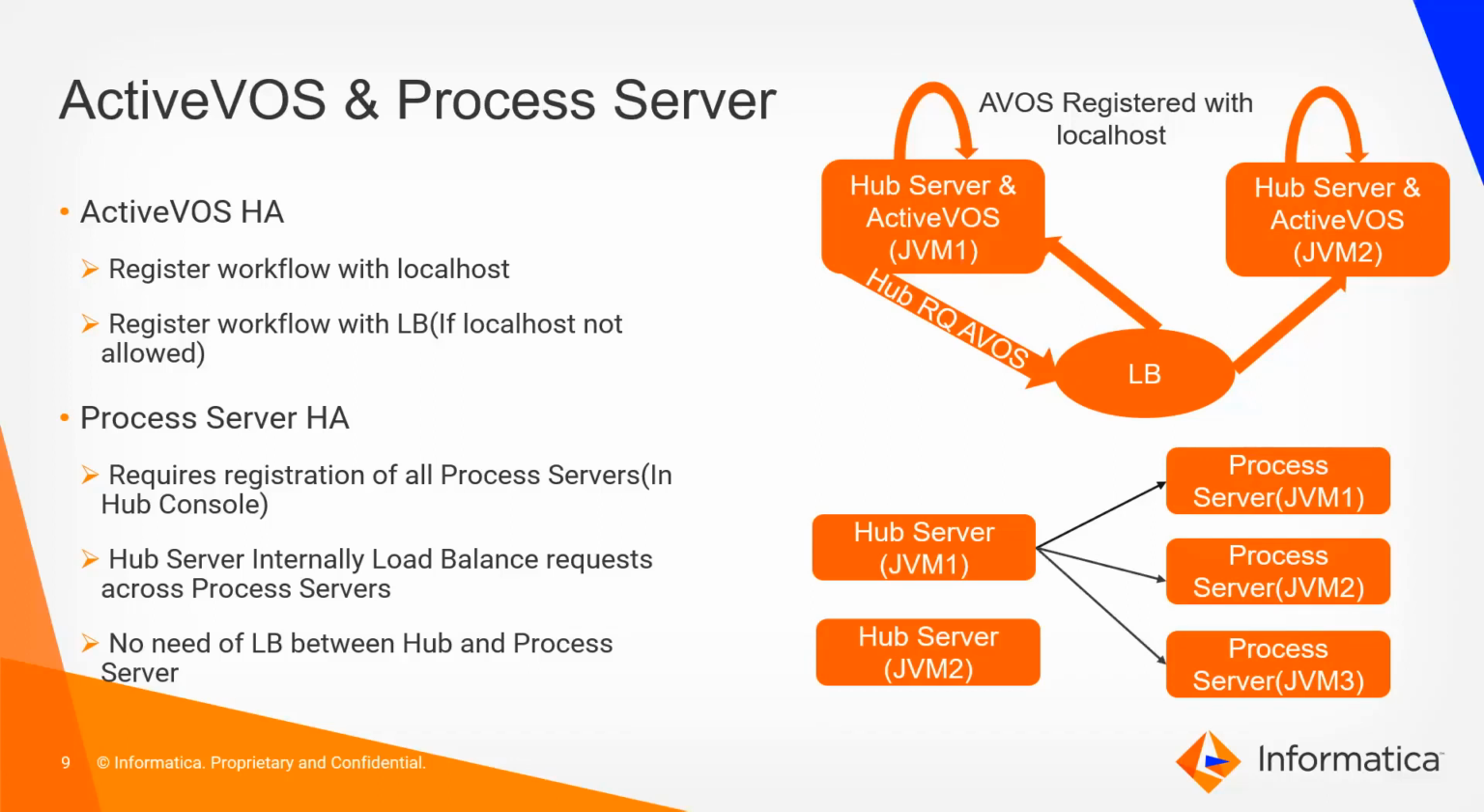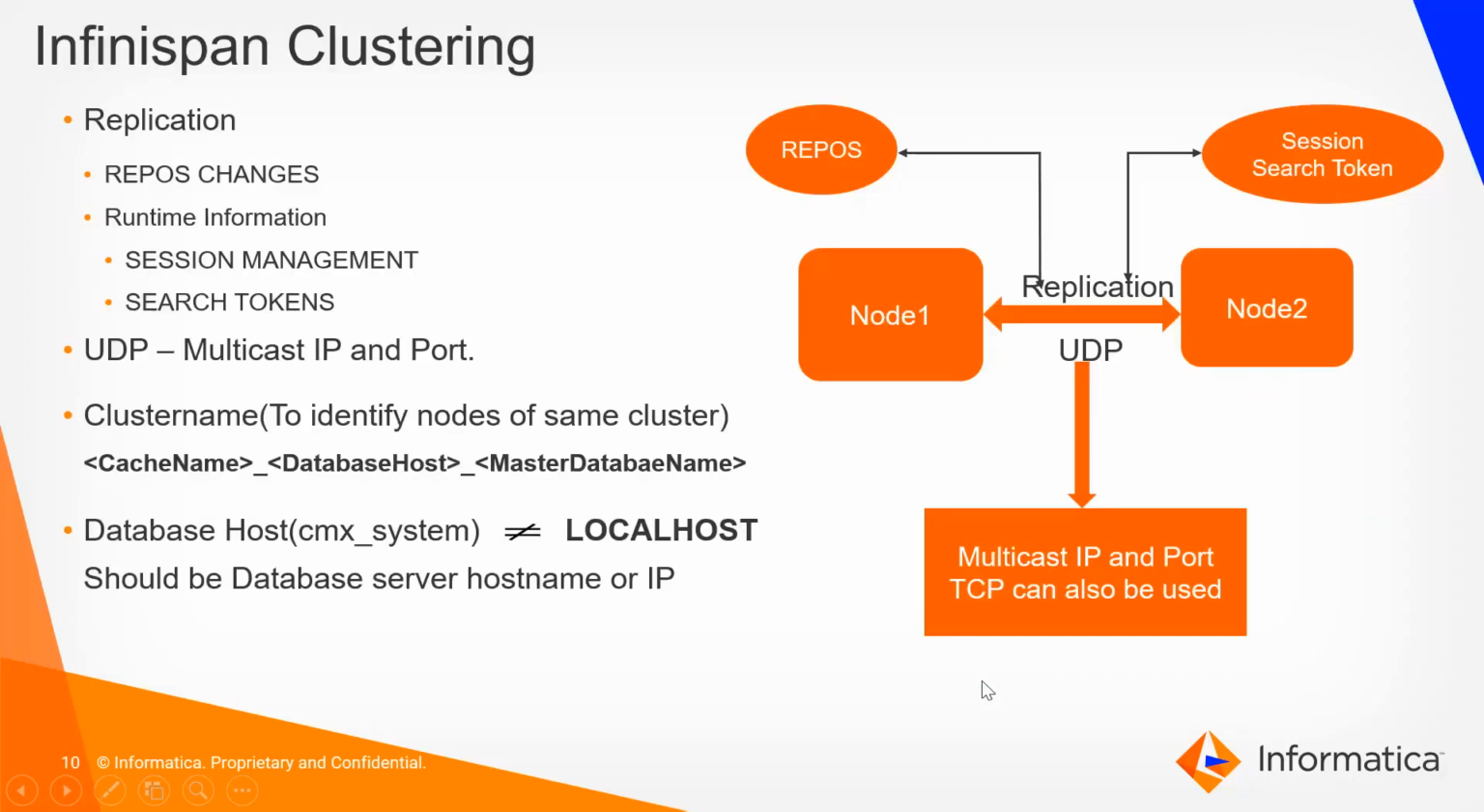Now, if the request comes to hub server 2, it can also send the request either to the process server which is running on JVM1 or JVM2 or JVM3. Right, so this is how to execute the jobs without any interruption. Even if one of the process servers goes down, we have the other process servers available to take the requests, right? So now we have the Infinispan clustering.